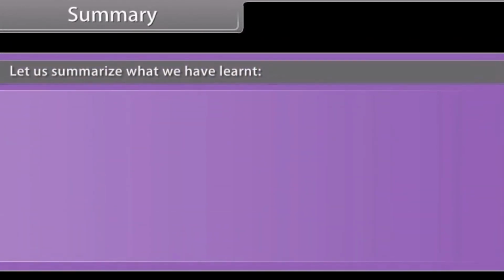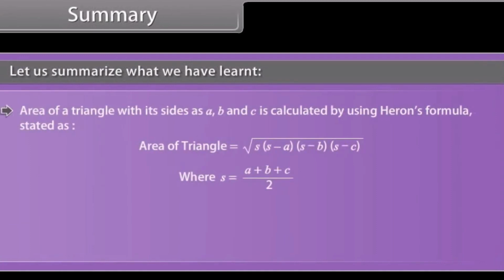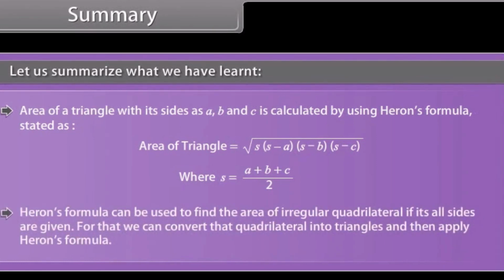Summary. Let us summarize what we have learned. The area of a triangle with its sides as a, b and c is calculated by using Heron's formula, stated as: A equals square root of S into (S minus a) into (S minus b) into (S minus c). Heron's formula can be used to find the area of an irregular quadrilateral if all its sides are given. For that, we can convert that quadrilateral into triangles and then apply Heron's formula.